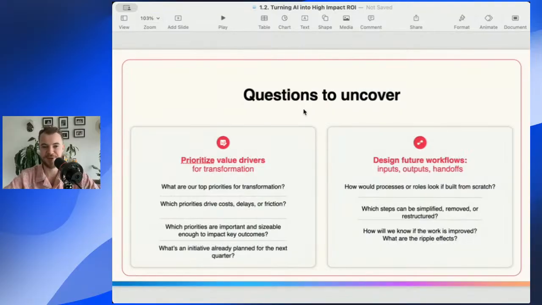So, for example, here are a few questions you can ask. What are we struggling with and what do we want to transform? What priorities drive cost, delays, or friction? What priorities are important? And what are we planning to do that maybe we could improve with AI? Make this your shopping list. You don't really need to think about the technical capabilities of Copilot agents or any AI at the moment. You just need to think about what your problems are. Start with your problems. And then it's about looking at what Copilot can do.